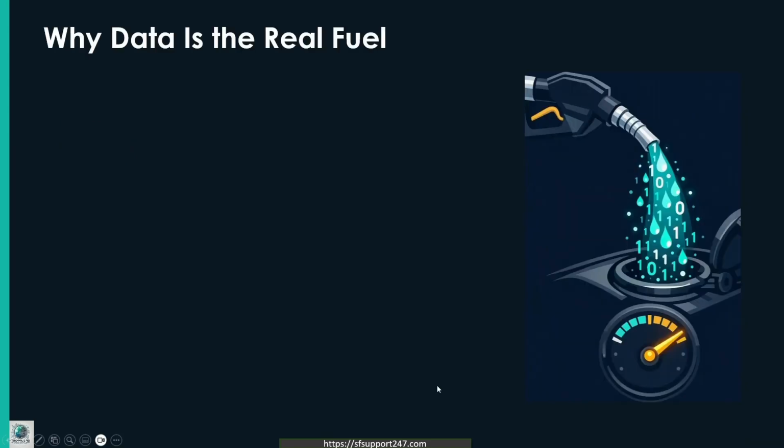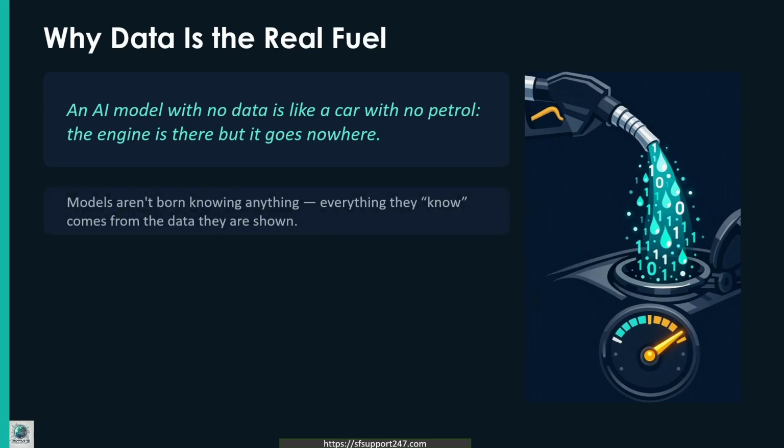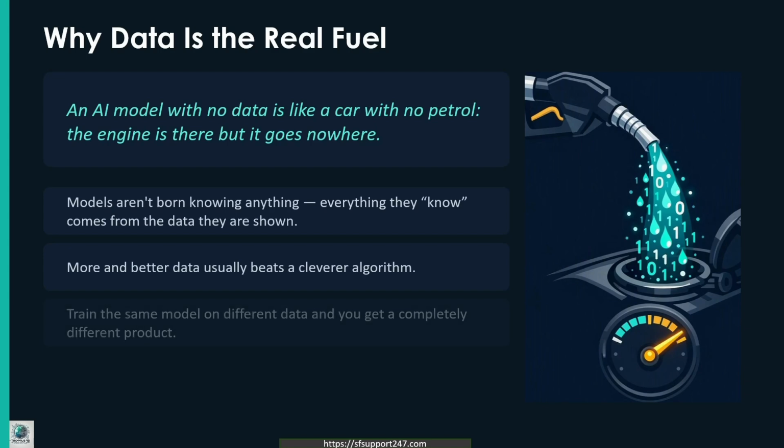Let's get started. Why data is the real fuel? An AI model with no data is like a car with no petrol. The engine is there, but it goes nowhere. Models are not born knowing anything. Everything they know comes from the data they are shown, and more and better data usually beats the clever algorithm.